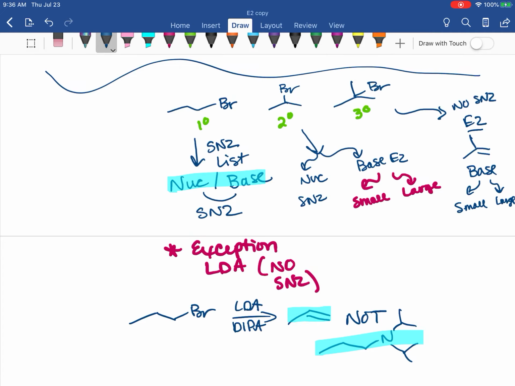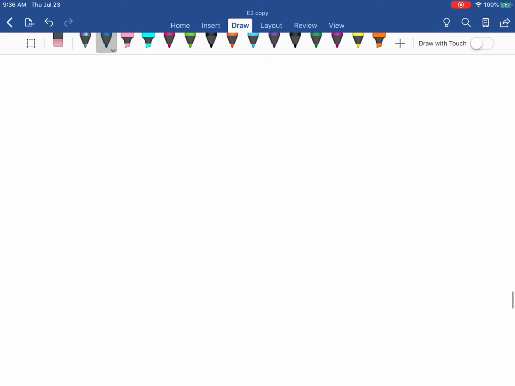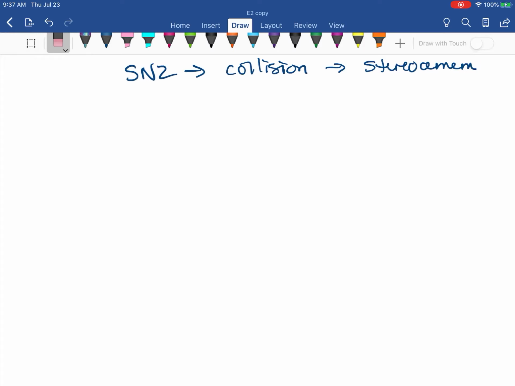All right, so we have one more caveat with our E2. Just like our SN2, it's a collision. It is a collision, and we saw that that collision affected any stereochemistry we might have. Oh, any stereocenters. I tried to combine 2 concepts there. So what does your gut tell you in E2 also?